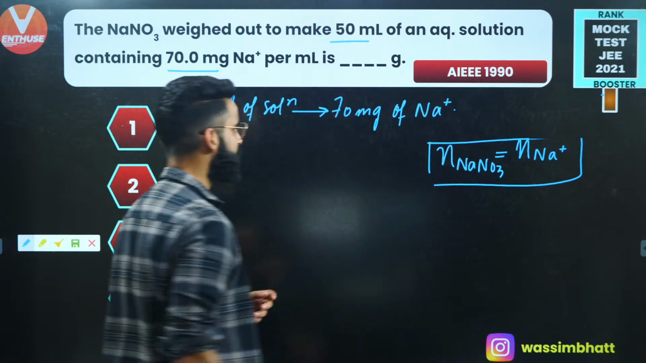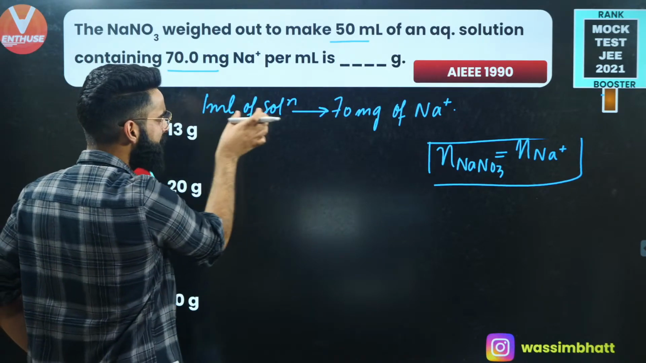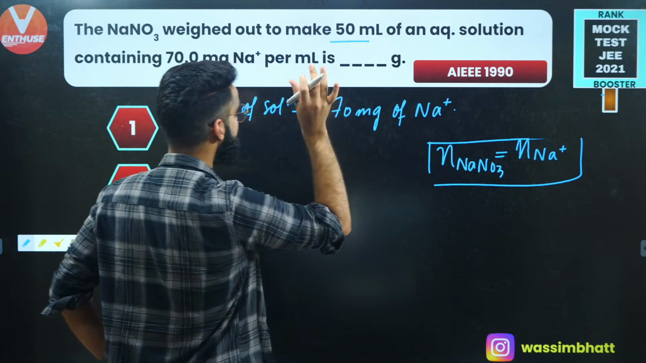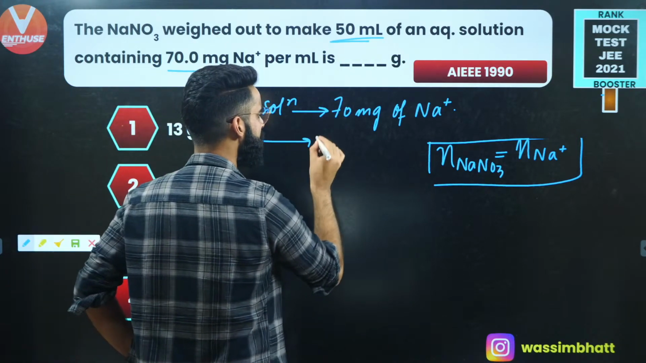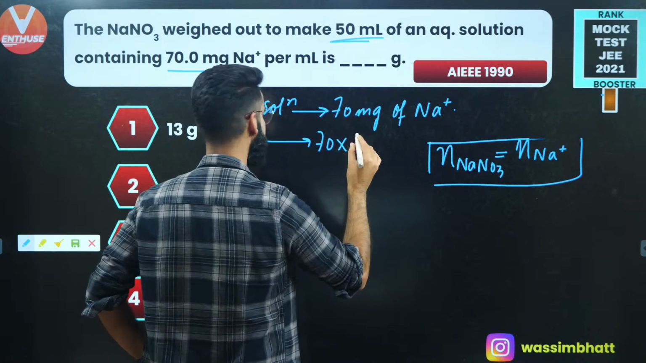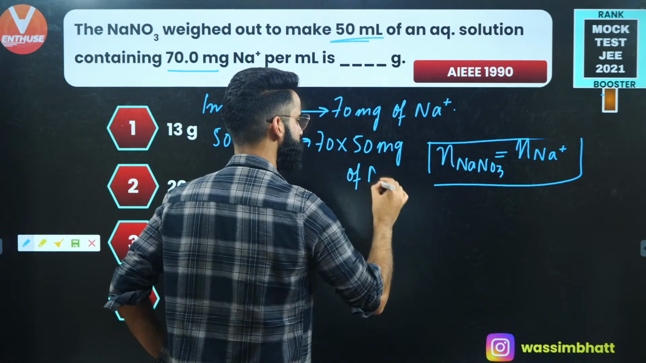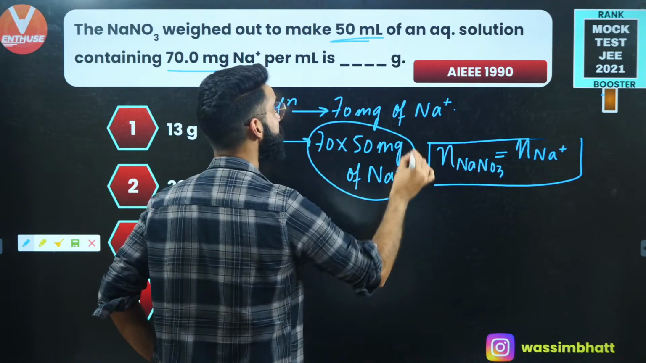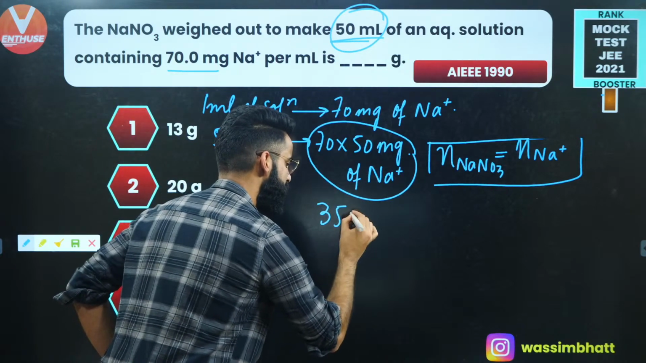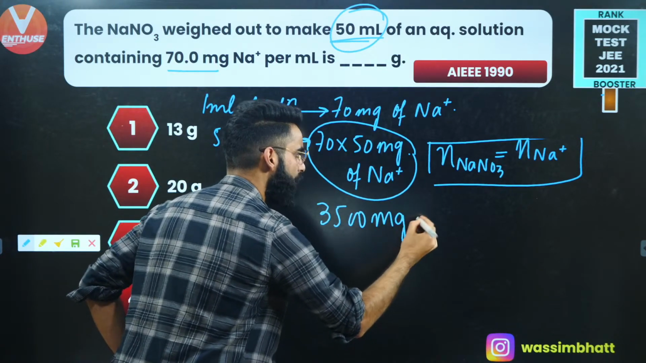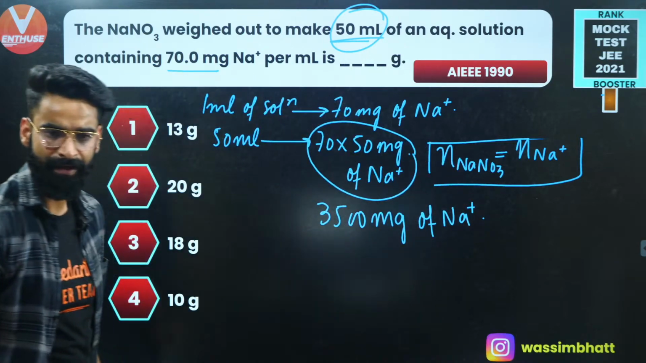In 1 ml of an aqueous solution, there are some 70 milligrams of Na+. If in 1 ml of solution there are this many milligrams of Na+, then in 50 ml of solution, how many milligrams will be present? 70 multiplied by 50 milligrams of Na+. So these are the milligrams of Na+ present in 50 ml of solution, right? It's basically equal to 3500 milligrams of Na+ present in 50 ml of solution.